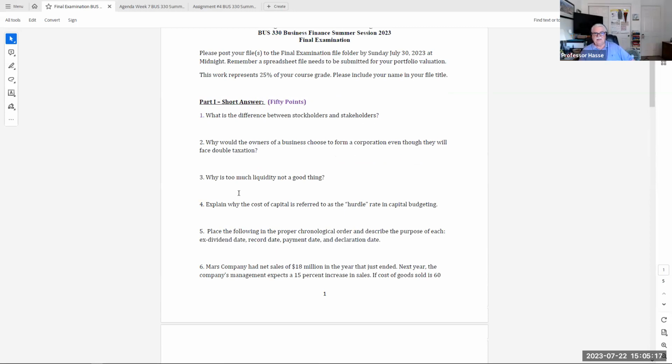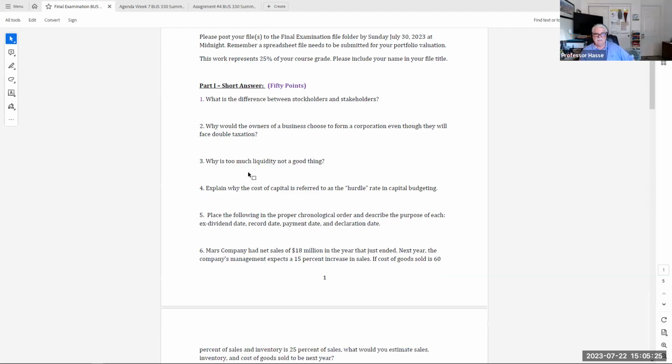Explain why the cost of capital is referred to as the hurdle rate in capital budgeting. Place the following in proper chronological order. Describe the purpose of each: ex-dividend date, record date, payment date, declaration date. Those are 4 key dates in a company allocating dividends to the shareholders. What's the timeline? What's the first, second, third, and fourth of these? And explain what each of them are.